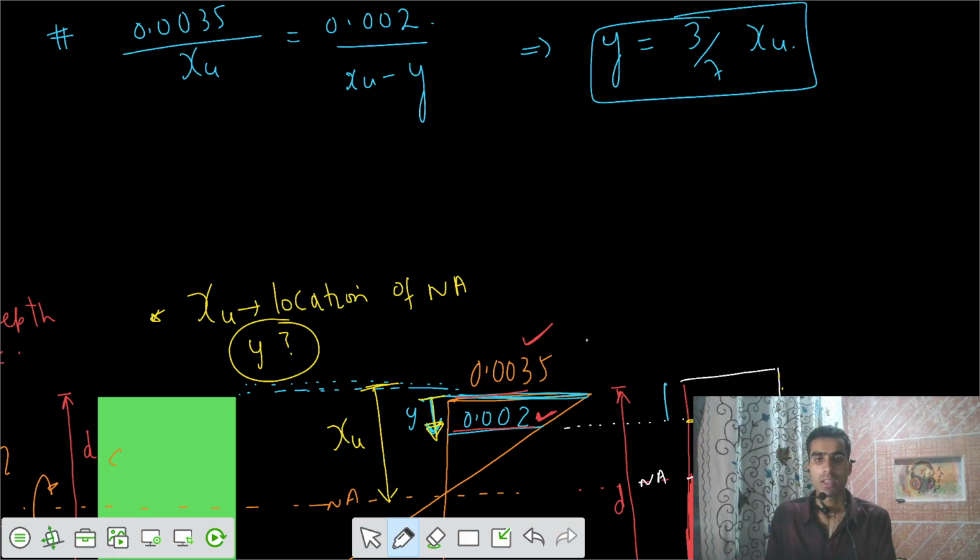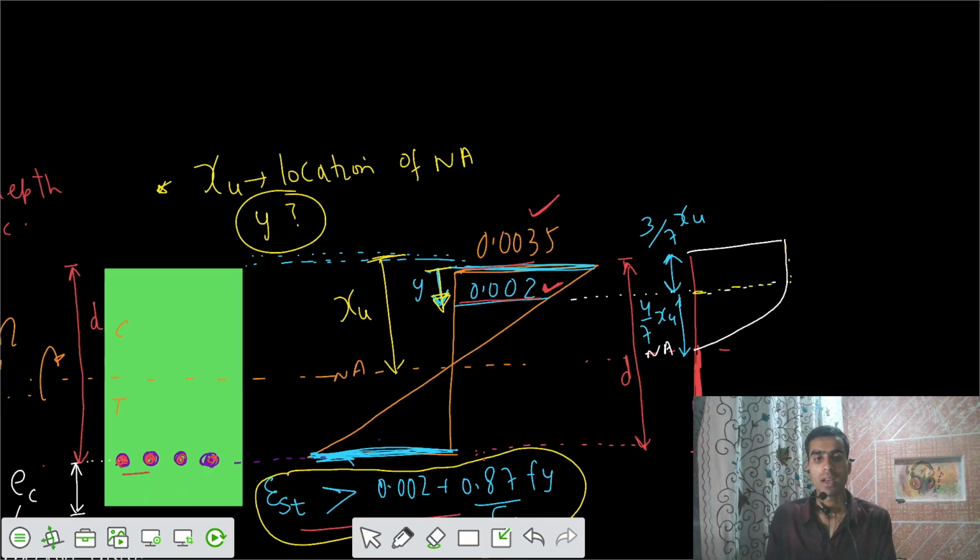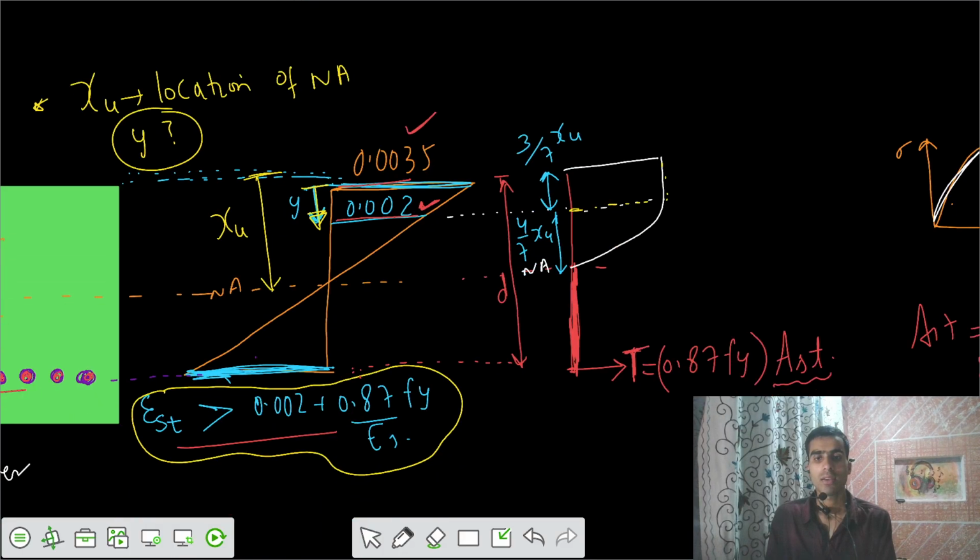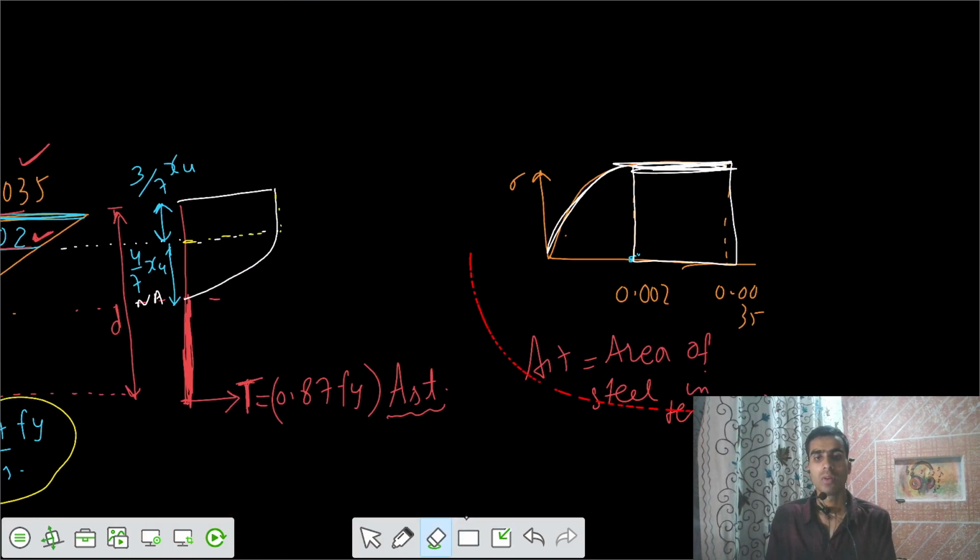That means this value equals 3 by 7 of xu, and the rest part is 4 by 7 of xu. Okay, now one more thing is that we need to get the value of xu itself. What is the value of xu? Let's go for the value of xu now.